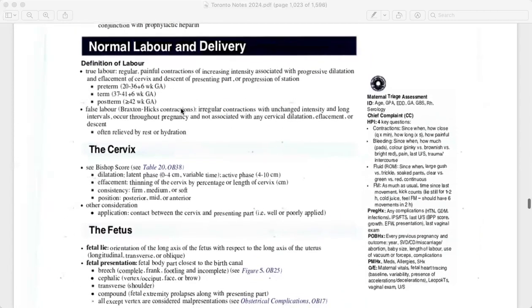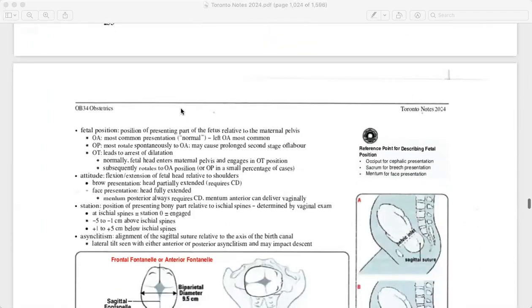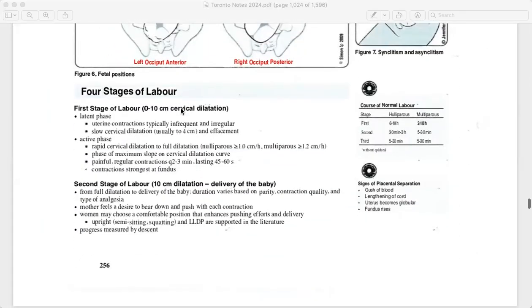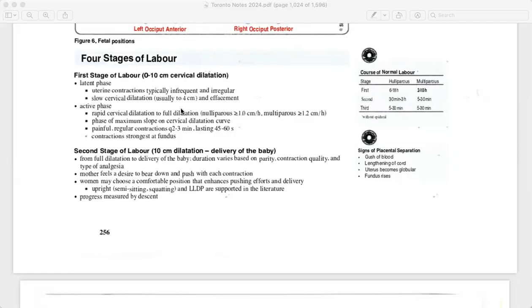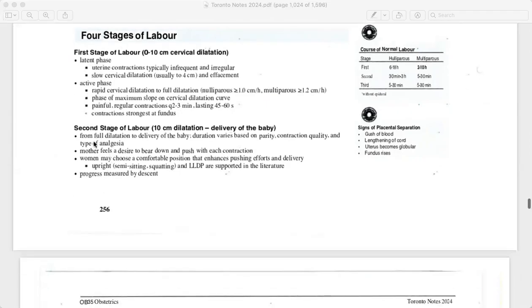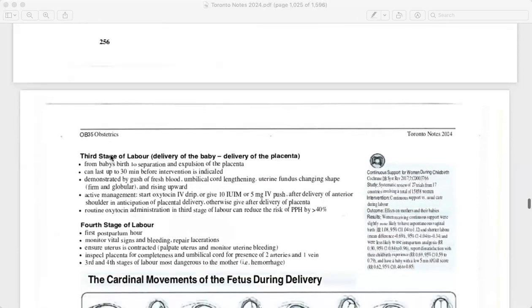Now coming to normal labor and delivery, what you need to know in this one is the normal general steps. Why? Because they can ask you, after the first step, what are you going to do next? Even in CDM questions, they ask this. And the signs of placental separation are gush of blood, lengthening of the cord, and the uterine fundus rising. Starting with the first stage, you are going to see if this is the latent or active phase. Second stage, you are going to start with full dilation of the cervix, see the type of analgesics, then the mother feels the urge, and then choose a comfortable position.